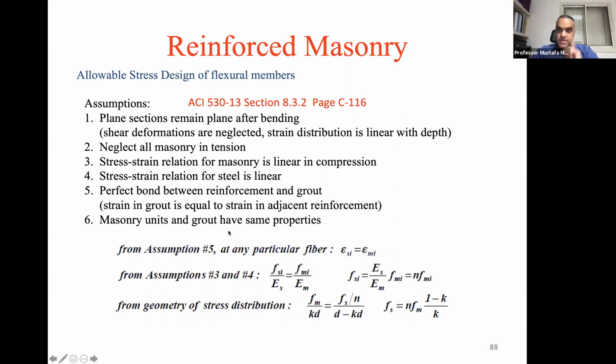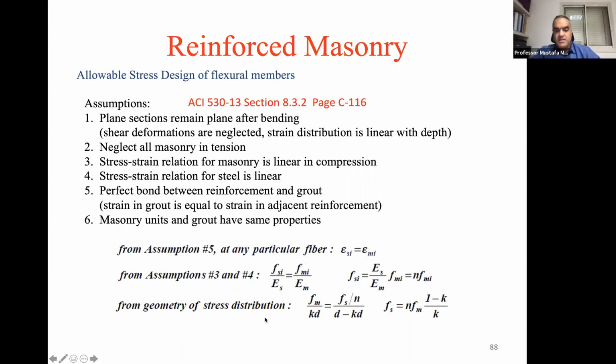So we assume that the grout and the masonry units have the same property because we assume it's one block. From assumption number 5, we have the strain in the steel equals the strain in the masonry. From assumptions 3 and 4, we have the stress in steel divided by its modulus of elasticity, and the stress in masonry divided by its modulus of elasticity. So it gives me a relationship to convert one material into another. So F sub S is equal to the modular ratio N times the stress in the masonry.